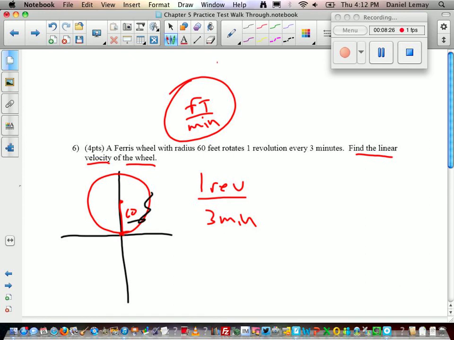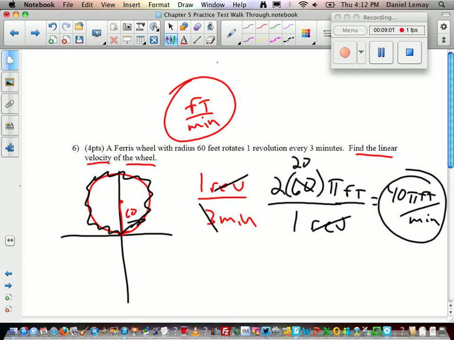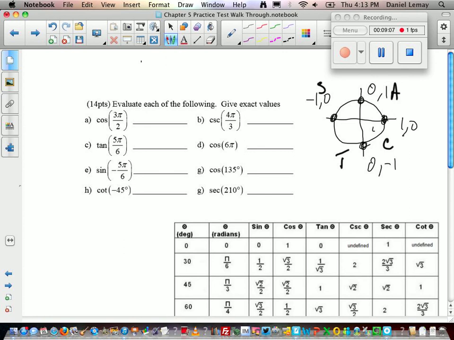Well, 1 revolution is the same thing as the circumference. So circumference is going to be 2 times the radius, which is 60, times pi feet in 1 revolution. The revolutions will cancel. I'm also noticing 3 will go into 60 20 times. So I'm thinking the answer is going to be 40 pi feet per minute. And that's certainly an acceptable answer. That's not going to be too big.